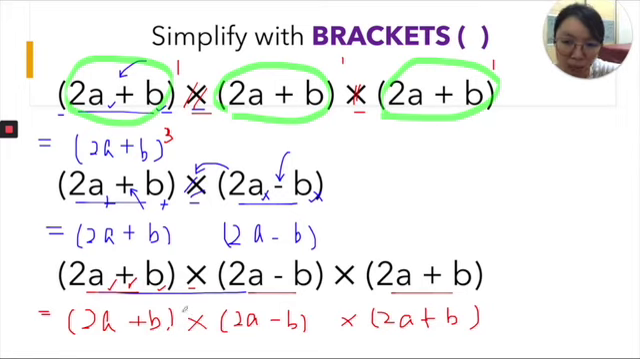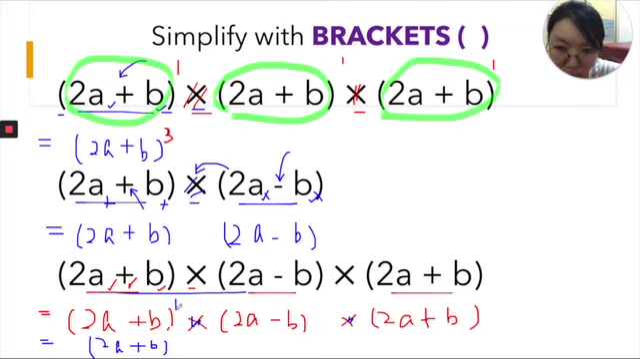Next one, inside the bracket is done. Outside the bracket, there is times. I can cancel off the times and merge together. 拿掉乘，拼起来. 2A plus B, no, minus is not the same. Oh, there is one more.